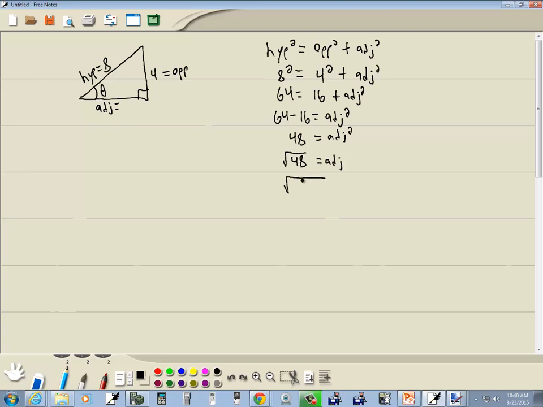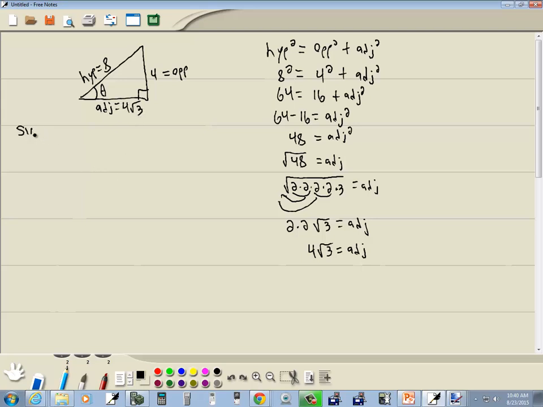Now we want to simplify this radical. 48 is 2 times 2 times 2 times another 2 times 3. 2, 4, 8, 16, 48. Now remember, with square roots, we're looking for a pair of something. So here's a pair of 2's, that's going to come out. And here's another pair of 2's, that's going to come out. Now when they come out, there's multiplication between them. So that's 2 times 2, square root of 3, is equal to adjacent. Or 4 square root of 3 is equal to the adjacent. So that's 4 square root of 3.